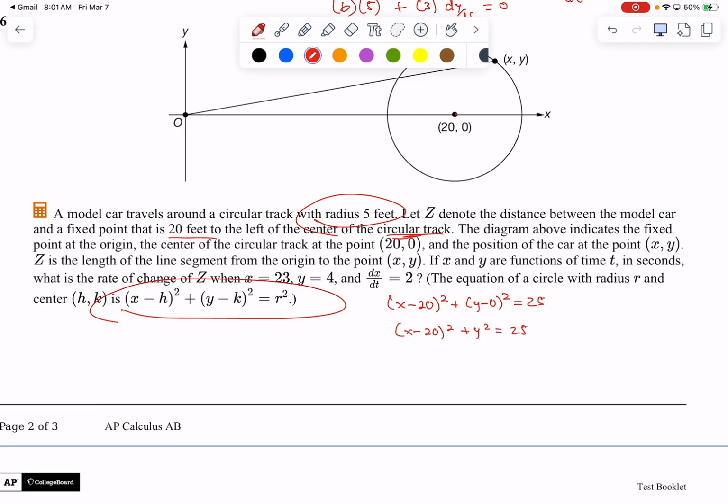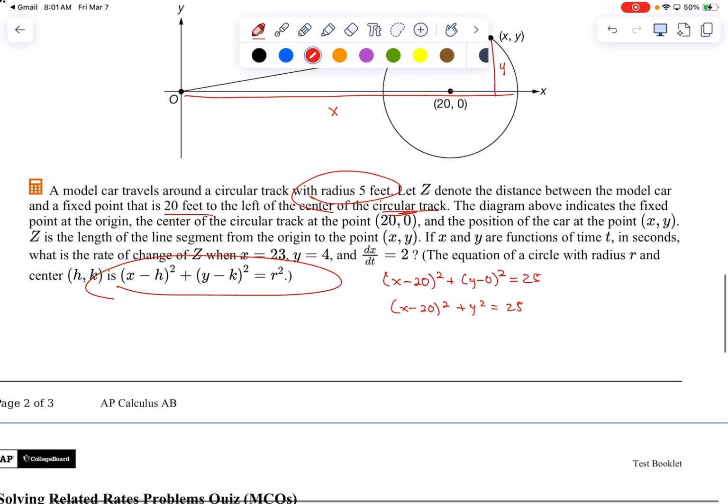The diagram above shows the position of the car. Let Z be the distance from the line segment to the point (x, y), so you're going to have to do the Pythagorean theorem again. Now this one's easy because it's just going to be x squared plus y squared equals Z squared. So I'll do that one in blue. The distance from the fixed point to the car on the racetrack is just x squared plus y squared equals z squared.